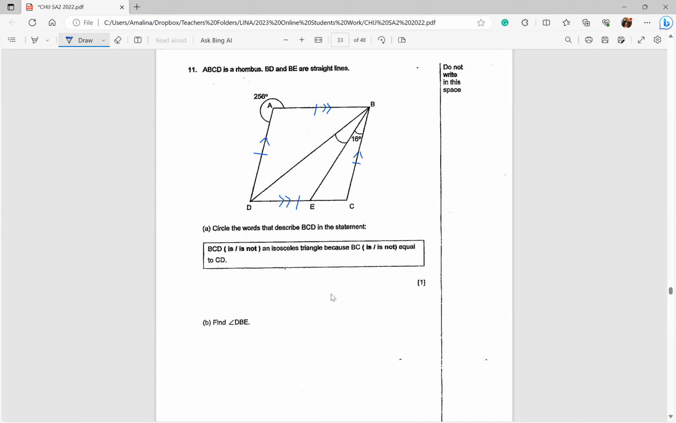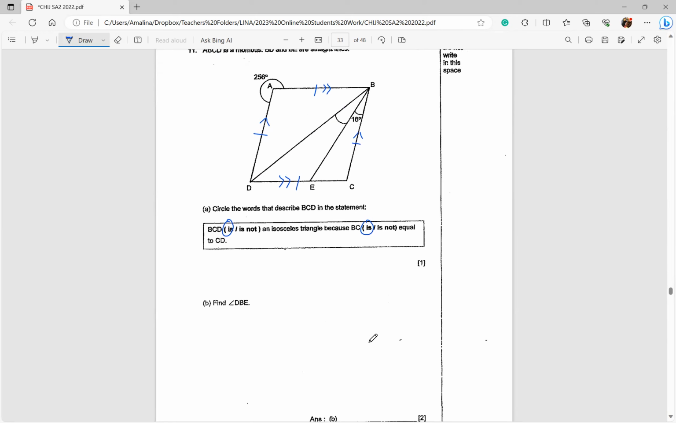So the first statement they give us, now BCD is or is not an isosceles triangle. So BCD is actually your triangle over here. Look at the markings. BC and CD, they are the same. So this is an isosceles triangle because your BC is equal to your CD. It's a rhombus. Now part B, find angle DBE.